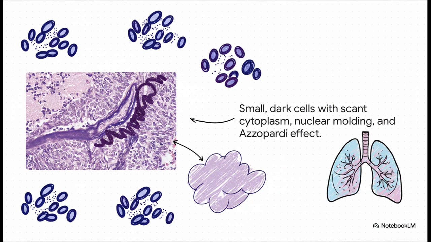And now for our third major type, small cell carcinoma. Just look at these cells. They are small, dark blue with very little cytoplasm. Pathologists often say they look like crushed oats. And notice how the nuclei are molding against each other? And that dark purple stain on the blood vessel? That's the Azzopardi effect. It happens because these fragile cancer cells die so fast that their DNA leaks out and sticks to the vessel walls. These are all classic signs.